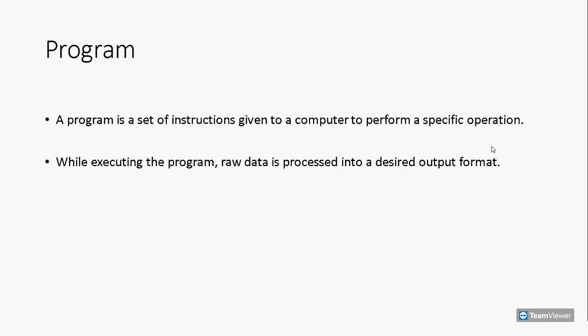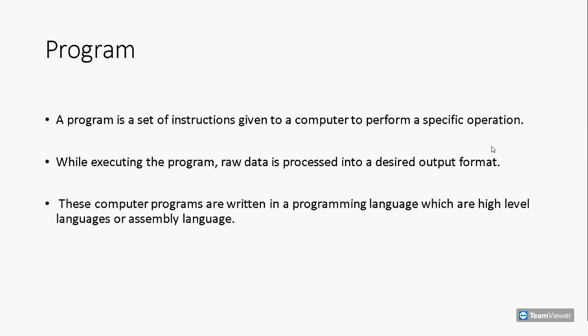When the program executes, raw data is processed into a desired output which is presented in a particular format. We write programs in a programming language which are generally high-level languages, but these could also be written in assembly language. We also refer to programs as the source code.